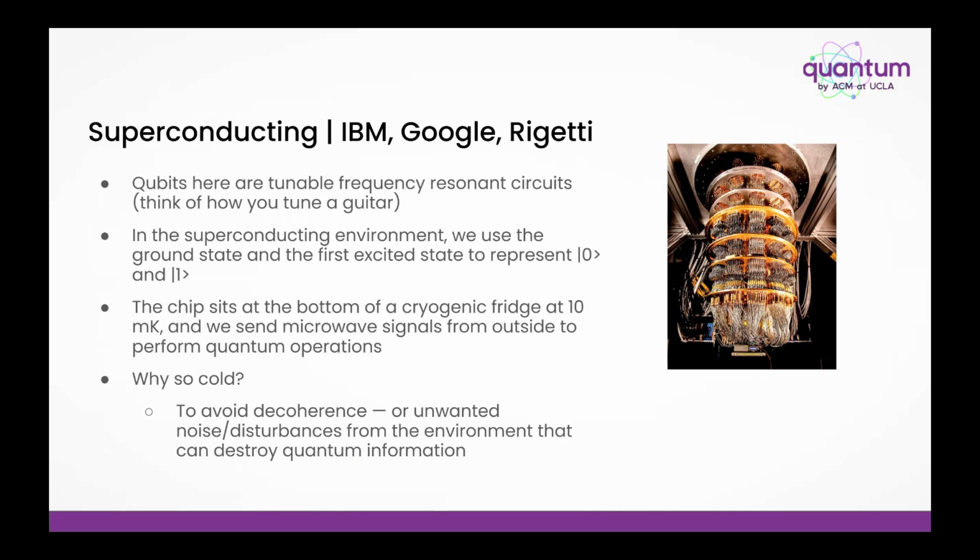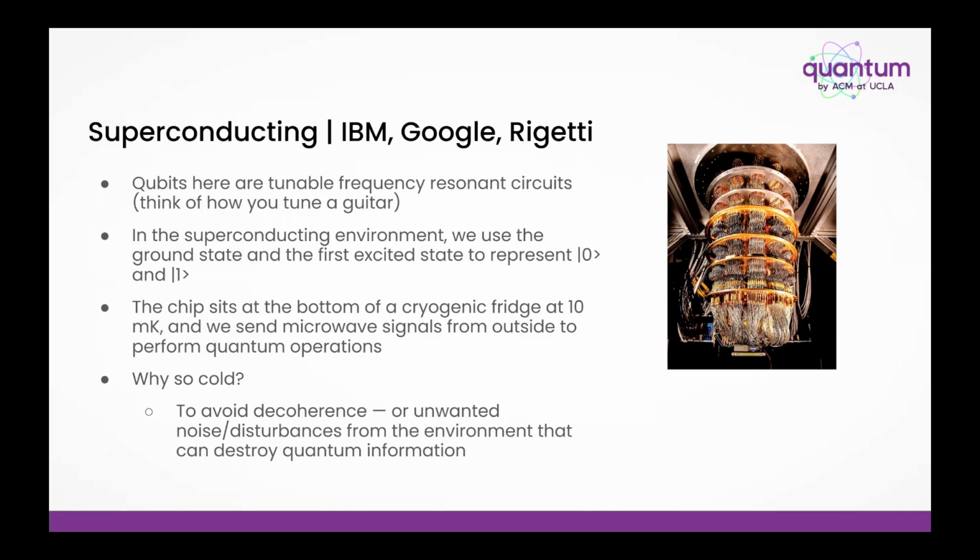So qubits here are tunable frequency resonance circuits. How you compute with a qubit is by tuning it to a specific frequency. Think of it like you're playing a guitar, but before playing the string, you've got to tune it first. In the superconducting environments, we use the ground state and the first excited state. If you recall some chemistry classes, you would have an electron, and there's the normal state, which is the ground state, and the first excited state. That's the theory behind the 0 and the 1 that Ian covered in great detail, but from a mathematical standpoint.